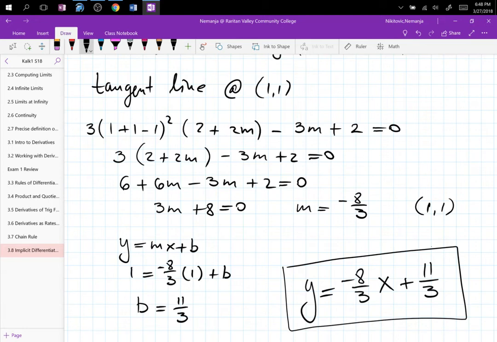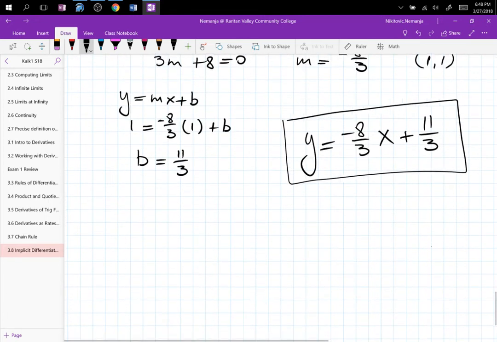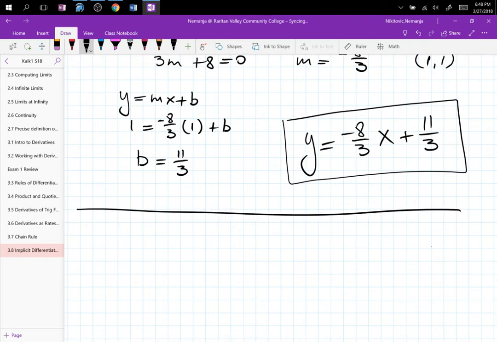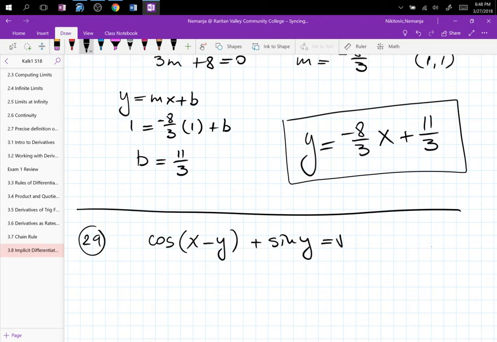Let's find another one. Problem 29 in a textbook. It's giving you the function, no, it's not a function. It's giving you the curve cosine of x minus y plus sine y is equal to square root of 2, and they're asking you to find the tangent line at pi over 2, pi over 4. This is an awesome exam question, so let's see.